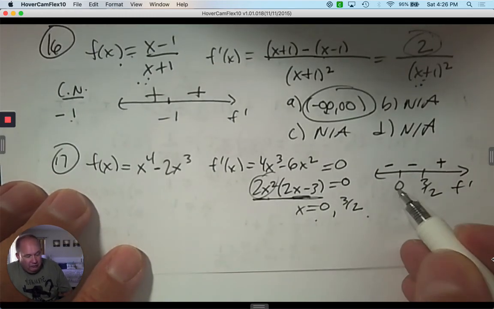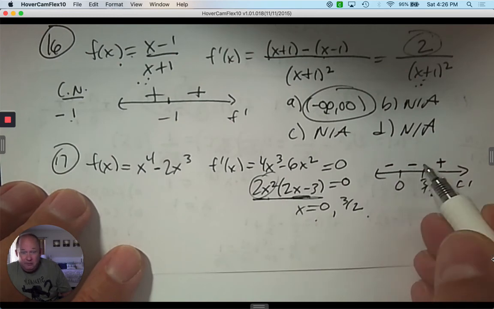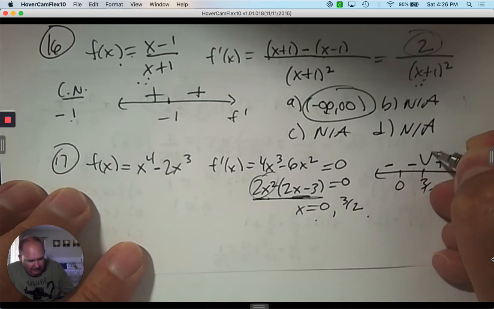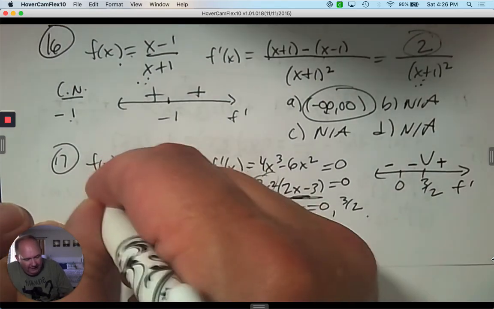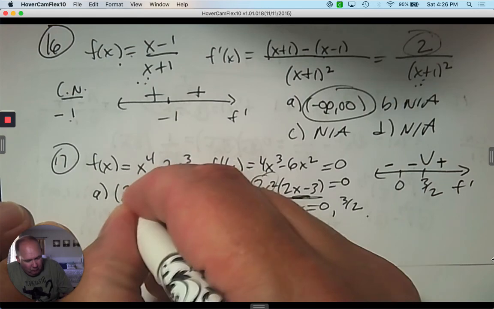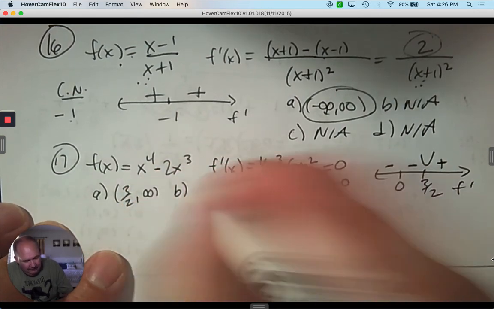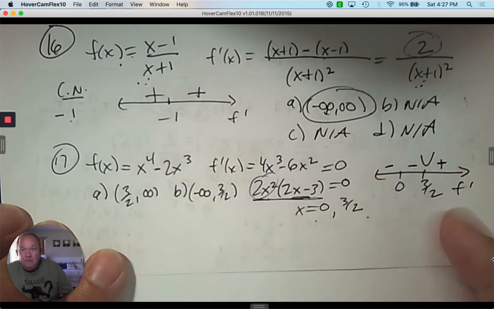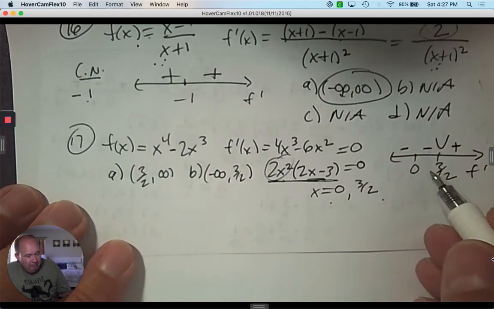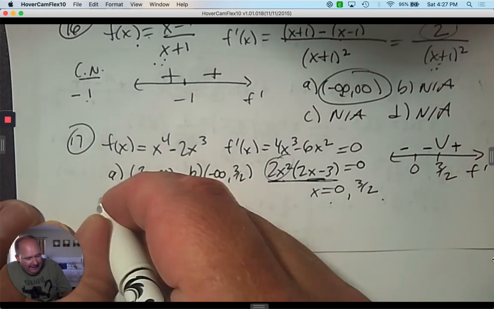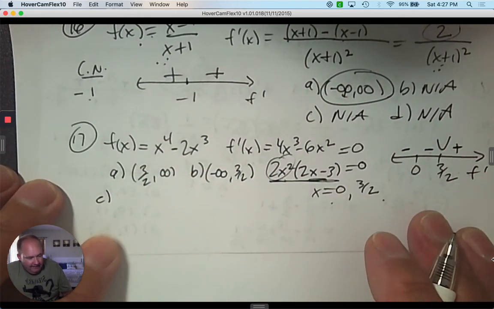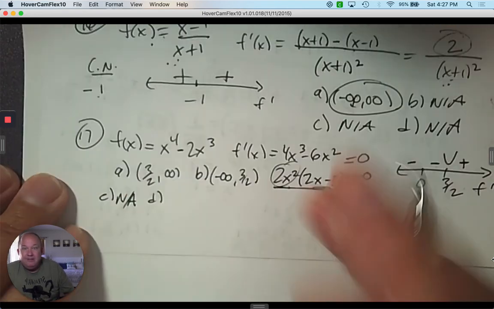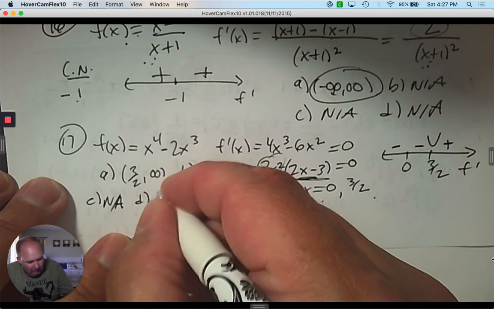So notice at 0, the sign didn't change. No turning point. At 1.5, it did. So at 1.5, we go down and then up. It's a minimum. So at A, where is it increasing? From 1.5 to infinity. For B, where is it decreasing? From negative infinity to 3 over 2. So all the way it's decreasing. At part C, do we have a maximum value? No. At part D, do we have a minimum? Yes. At 1.5 or 3 over 2.